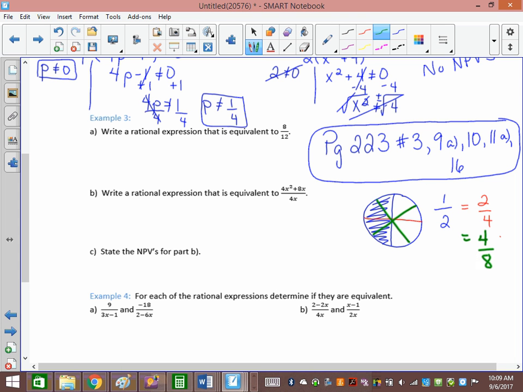Or take the multiple choice answers and try and see if you can do something to them to get them back to the same as what the question's asking. Or they can give you a partial one, which I'll show you later. Okay? So write a rational expression that's equivalent to this.